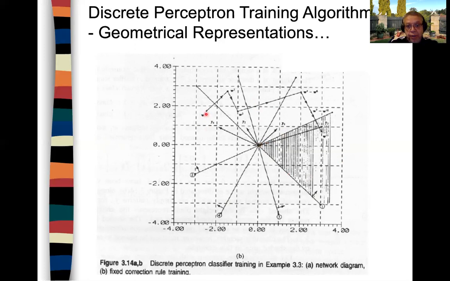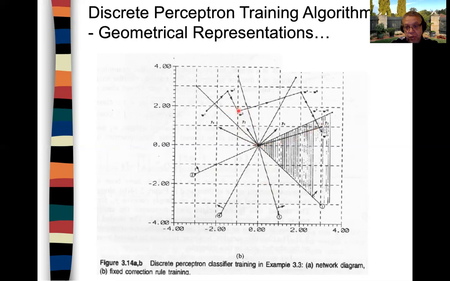So if I'm starting at W1 here, because pattern 1 belongs to class 1, I need to move in the direction of Y1, which is here. So I should move here. For pattern number 2, which is here, it belongs to class 2, so I should move in the negative direction of Y2. Y2 is in this direction, so I should move in the opposite direction.